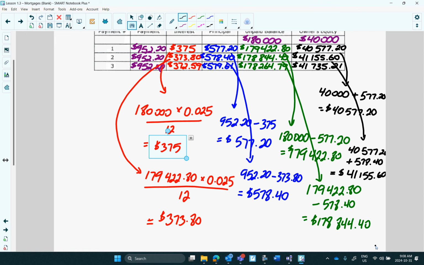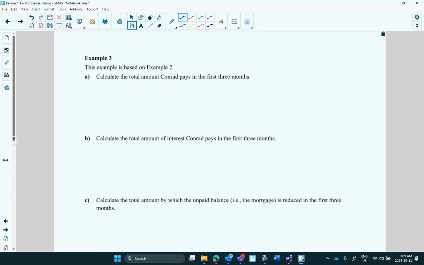Okay, last question. And this is based on this data that we just filled in. So we want to calculate the total amount he pays in the first 3 months. Well, how much does he pay per month? And then times 3. First 3 payments gives us $2,856.56.